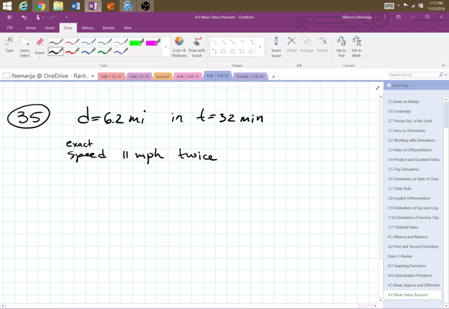Can you explain what 11 miles per hour twice means? It sounds like it could be multiplied by 11. Just think about it for another 22 seconds.